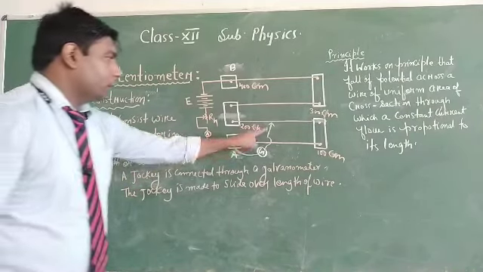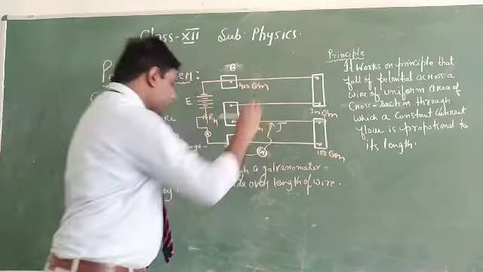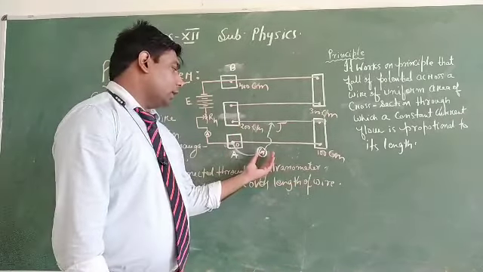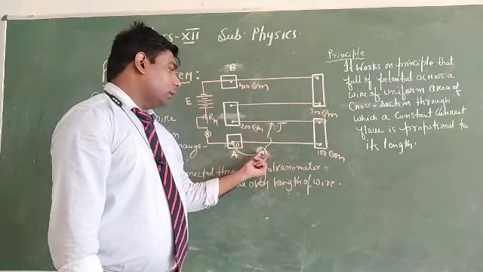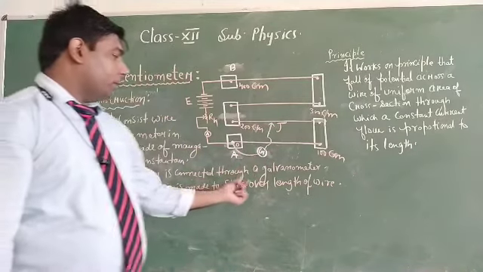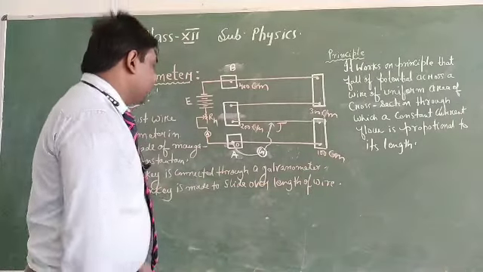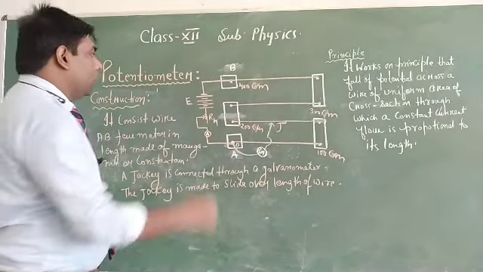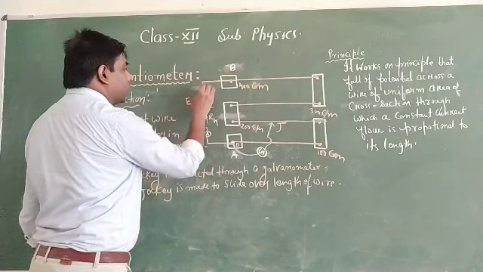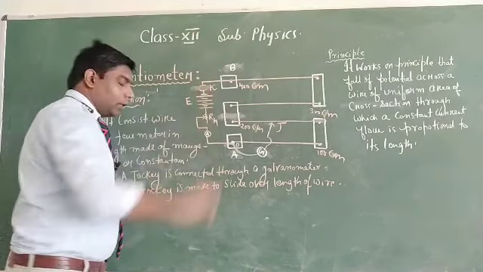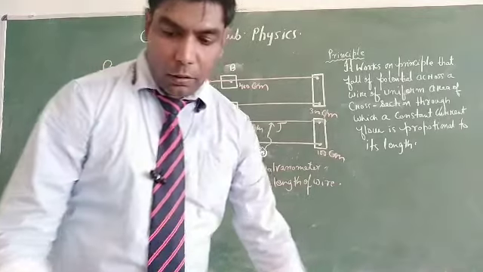A jockey is connected through a galvanometer, and the jockey is meant to slide over the length of the wire. There is also a key here, a switch.